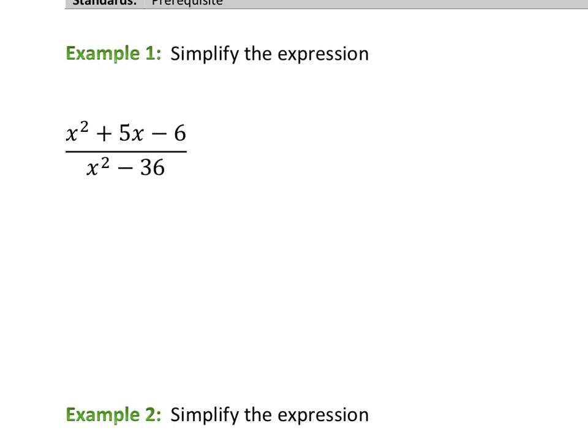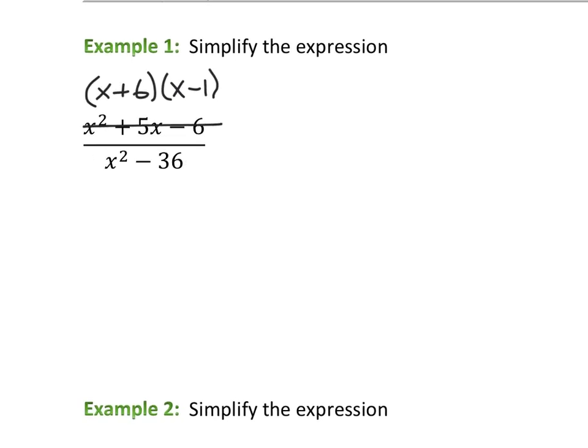To simplify an expression, if there's one fraction like there is here, we're going to want to factor the top and factor the bottom. So if I factor the top, the factors of the top after using the box are x plus 6 and x minus 1. In the bottom is a special pattern. It's the a squared minus b squared pattern. So the factors are x plus 6 and then x minus 6.